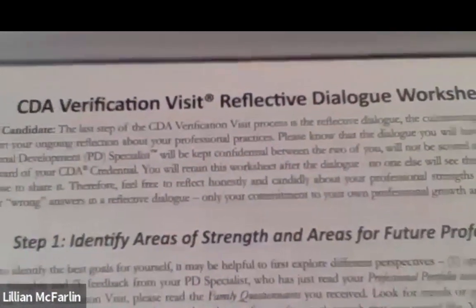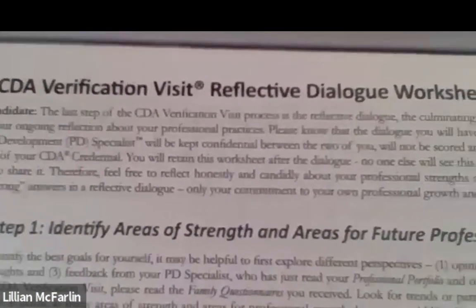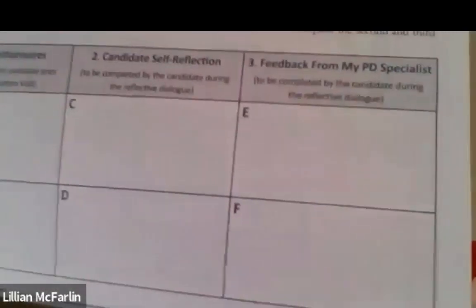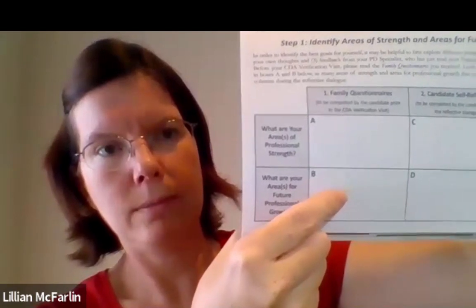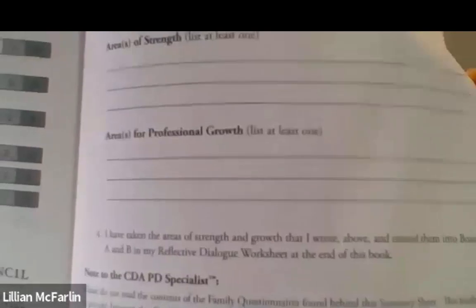So it says, and it's sideways, CDA verification visit, reflective dialogue worksheet. Looks like this. For the family questionnaires, it looks like that's column A here. And it says, what are your areas of personal strength? That's where you write it. Your areas of growth, go here. So once you fill out your family questionnaire summary sheet, you copy down those areas of strength and growth onto this chart.